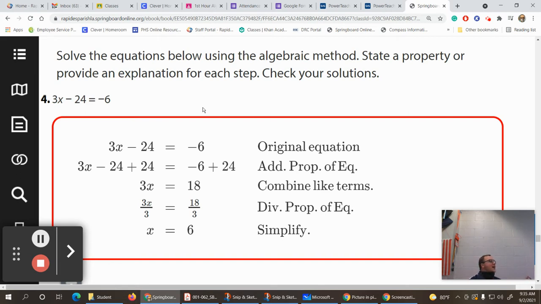The operation I have there is 3 times x. I undo multiplication with division, and what I do to one side, I have to do to the other. So I'm going to divide both sides by 3. That's called the division property of equality. 3 divided by 3 simplifies to a 1. 1x is just x, equals 18 divided by 3, which is 6.